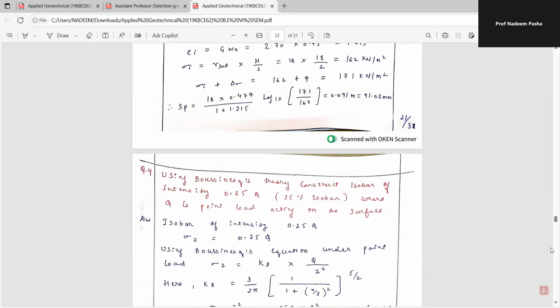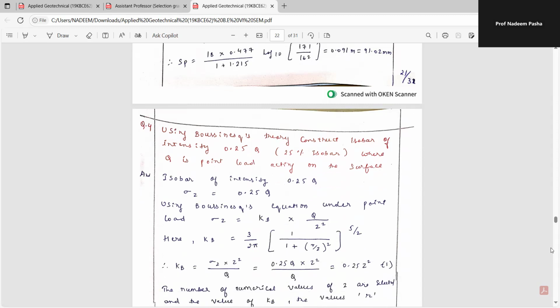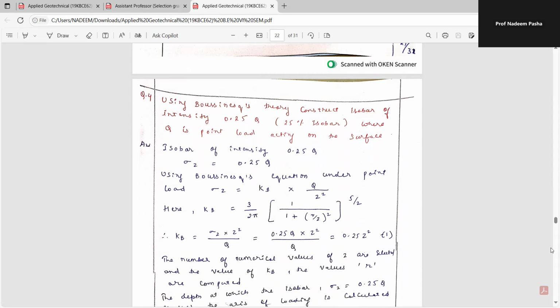Using Boussinesq theory, construct the isobar of intensity 0.25 Q, 25% isobar, where Q is the point load acting on the surface. Sigma Z equal to 0.25 Q. So using Boussinesq equation under point load, sigma Z is equal to Kb into Q by Z square. Here Kb is equal to 3 by 2 pi into 1 divided by 1 plus R by Z square to the power 5 by 2. Therefore, your Kb equal to sigma Z into Z square by Q, or 0.25 Q into Z square by Q. It comes out to be 0.25 Z square.